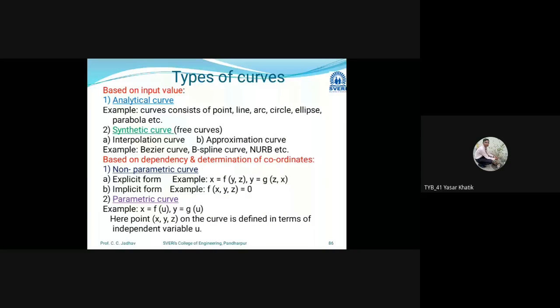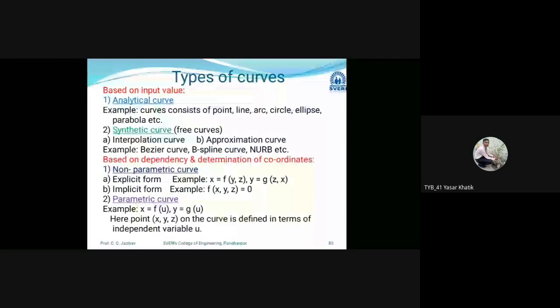So, the first point is the types of curves. There are two important types of curve: the first is analytic curve and the second is synthetic curve. In analytic curves, examples are a point, line, arc, whatever we draw in modeling or a part at the time of modeling. Whatever different types of simple curve we use, that is called an analytical curve.